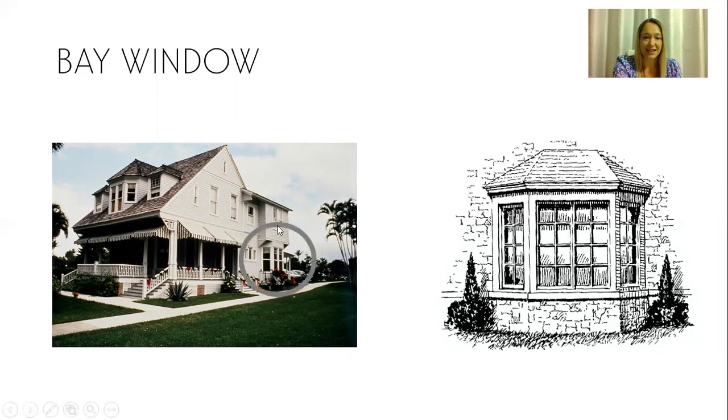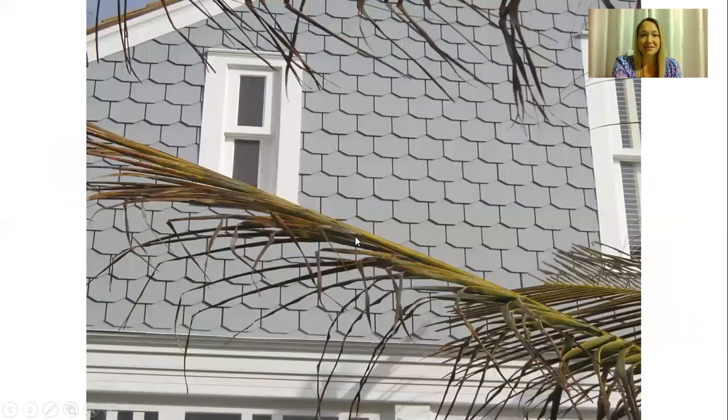And here you can see it again, right there. And this type of siding might remind you of a certain type of animal skin. Can anybody watching at home think of what that might be? If you said fish, that might be correct. These are fish scale shingles. So they sort of look like the scales on a fish.